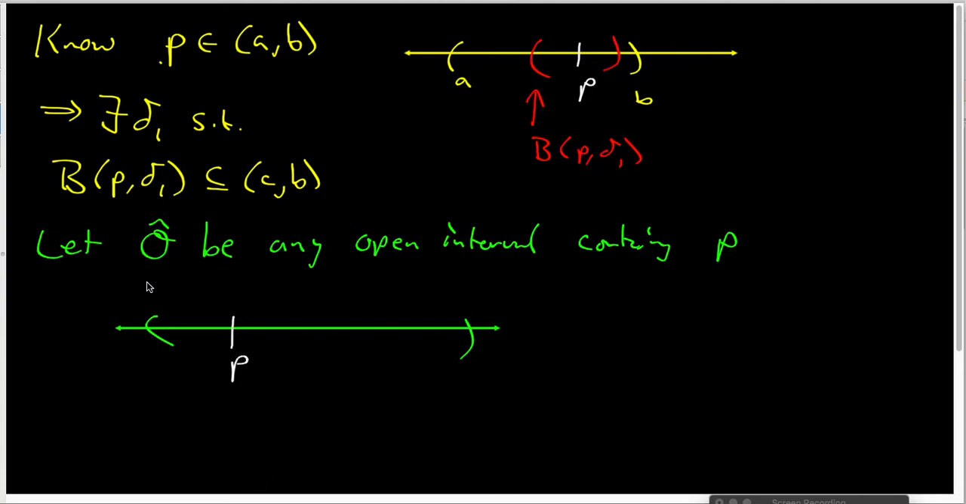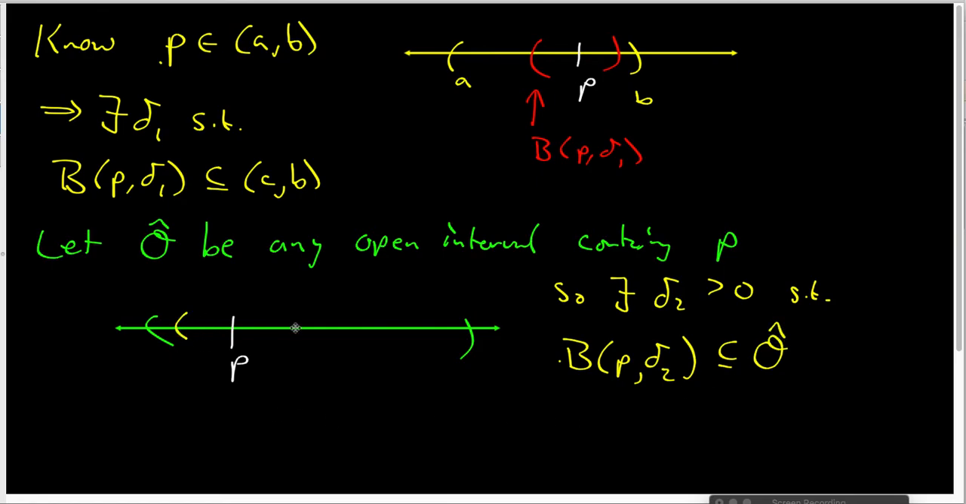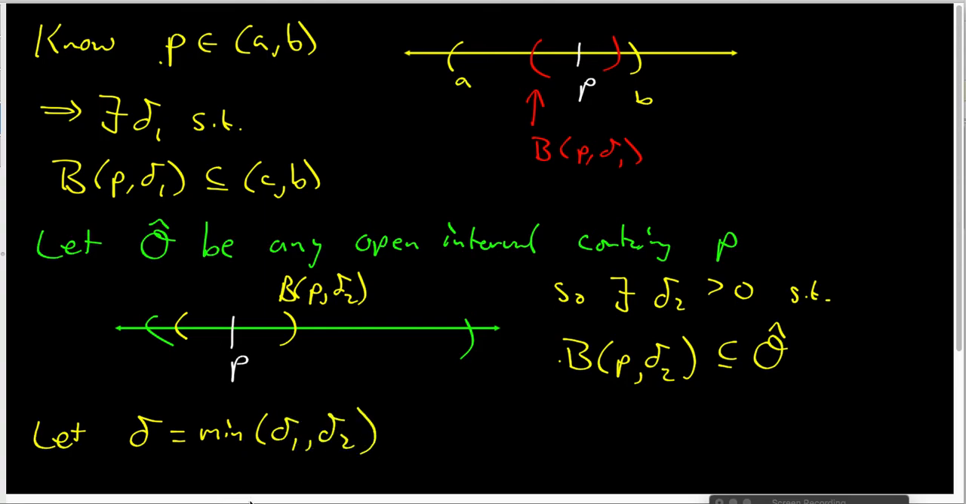And because O hat is an open interval that contains P, what I do know is that there exists a delta 2 bigger than 0, such that the delta 2 ball centered at P is a subset of O hat. So that would look something like this. This is my delta 2 ball. Now I'm going to let delta be the smaller of delta 1 and delta 2. So basically I'm going to look at this ball and this ball, and select the smaller one of these two. So what does this actually say?